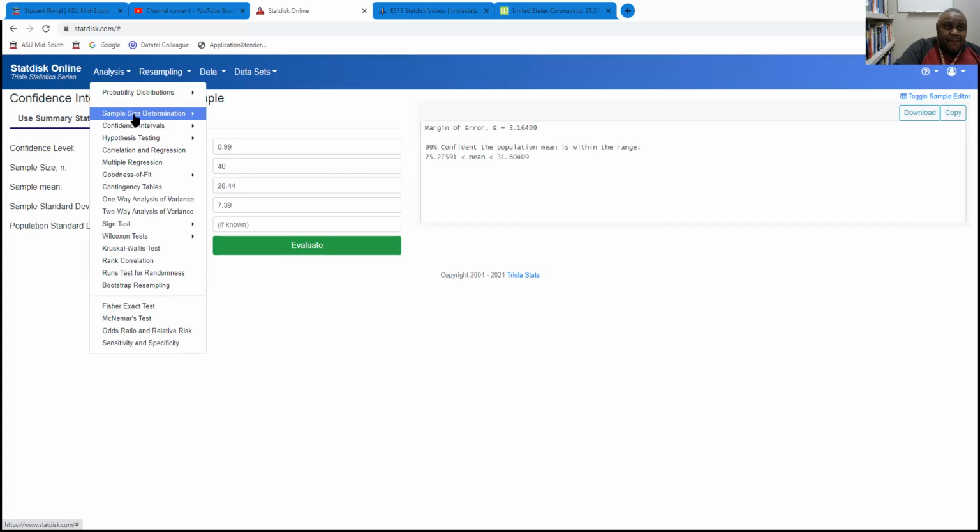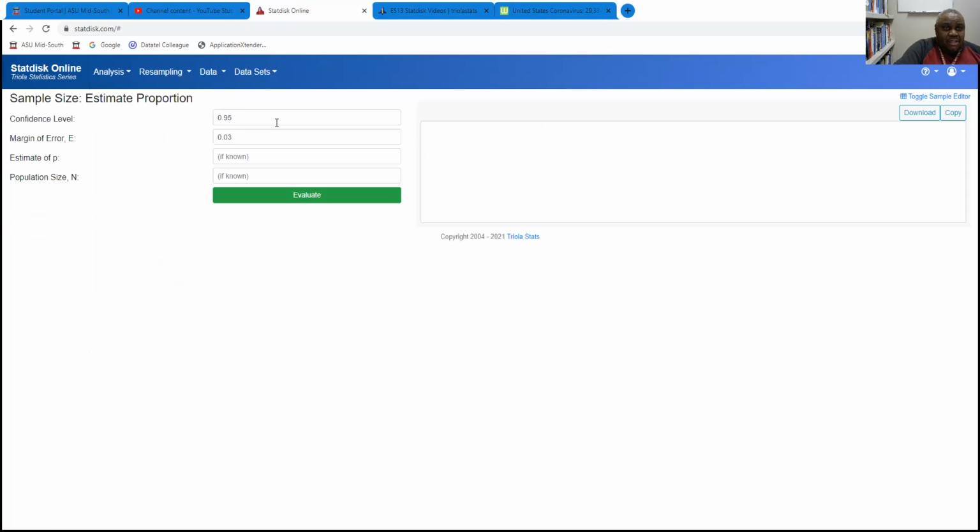And here we've got Sample Size Determination. That's the one we want to select. Click on that. Now, we have a choice: either an estimate for a proportion, estimate for a mean, or an estimate for a standard deviation. We're looking at an estimate for a proportion because we're estimating the proportion of golfers who are left-handed. So we select estimate for proportion. Click on that.